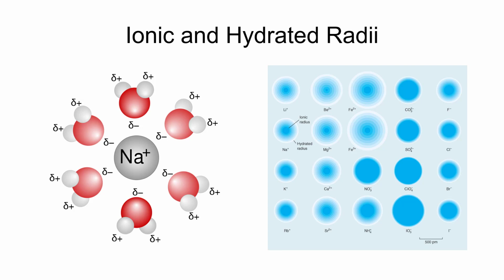You've got sodium shown in this picture and it's positively charged. If you place sodium into solution, it's going to have a hydrated radius that is different than its ionic radius. Its ionic radius is going to be dependent upon the structure of the atom.